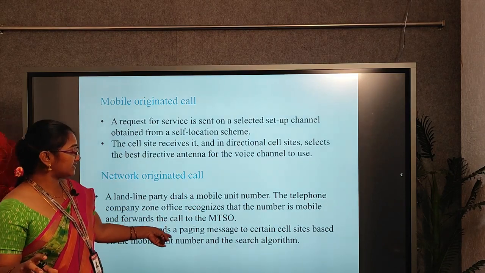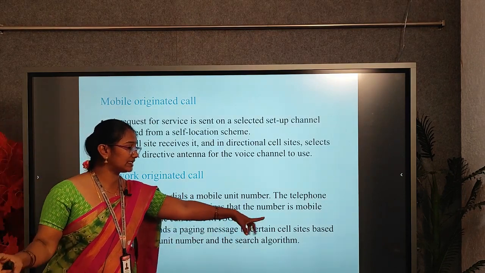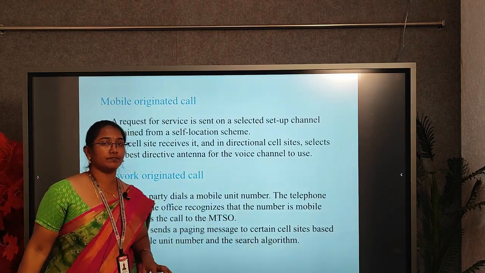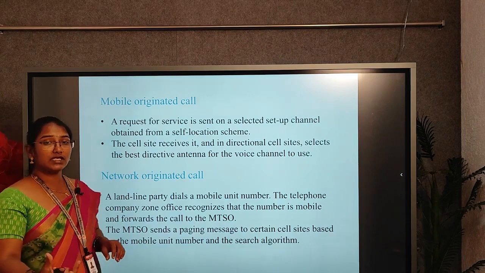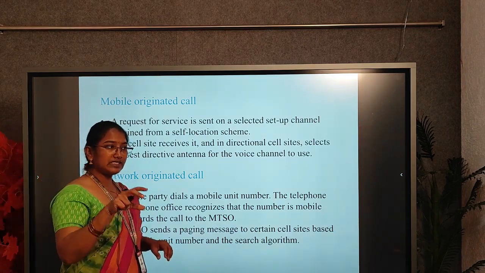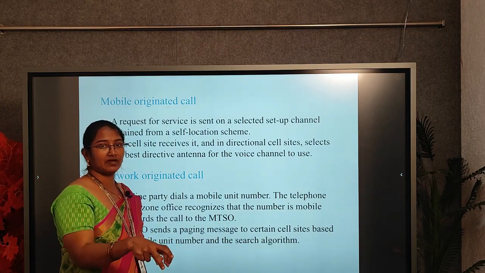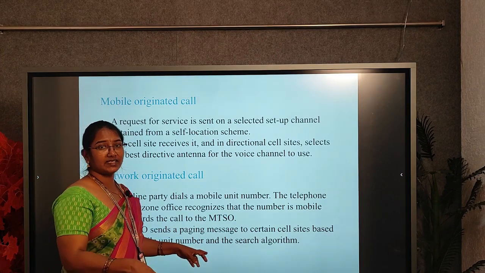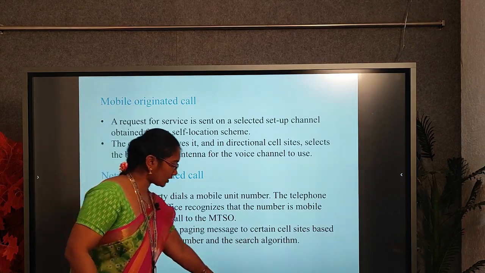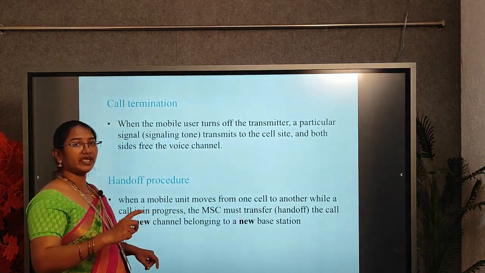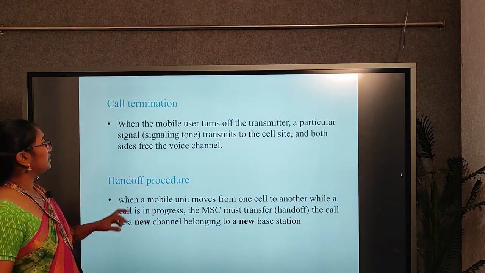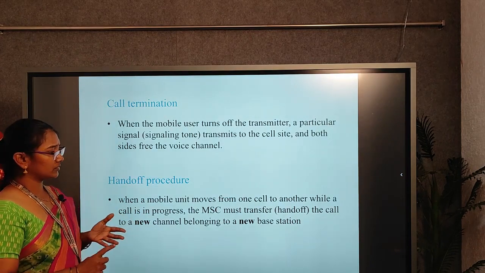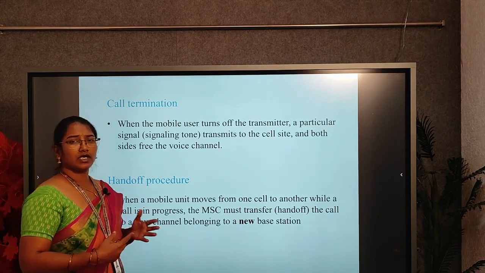The MTSO sends a paging message to a certain cell site based on the mobile unit number and the search algorithm, to find where the cellular phone is. That means in which cell site the phone number is available. A searching algorithm will be there, it scans to identify the cell site and gives it to the cell site to make a connection, okay?